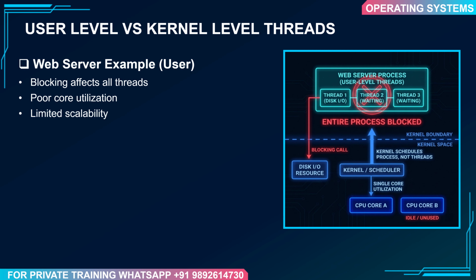If the same server used only user-level threads, a blocking disk operation in one thread could pause the entire process, depending on the design. Also, even with multiple cores available, the server would not be able to fully utilize them because the kernel schedules only the process, not the individual threads.